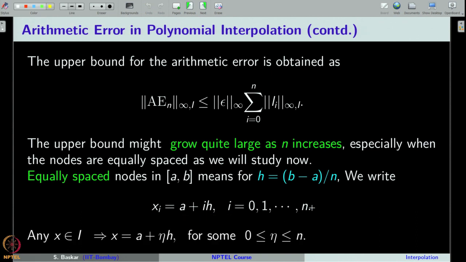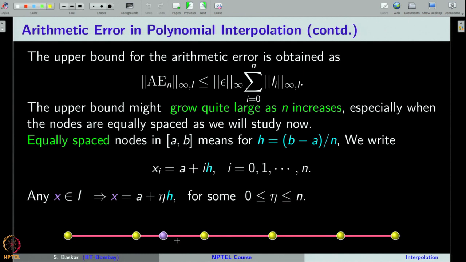Now, for any x in the interval a b, we can find an eta between 0 and n, not necessarily an integer, such that any point x can be written as a plus eta into h. How does it look? Suppose this is your x, then this is your eta into h, right? Therefore, x can be written as a plus eta h. Now, we will keep in mind how the x i's and any point x in the interval a b can be written if we are considering the equally spaced nodes.